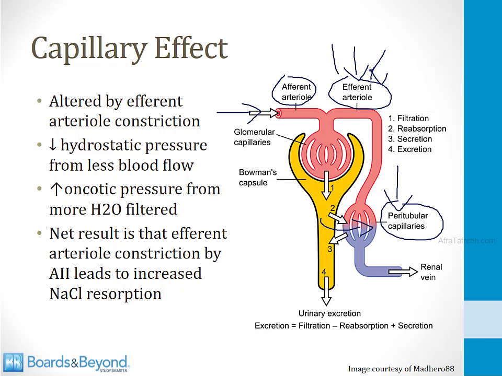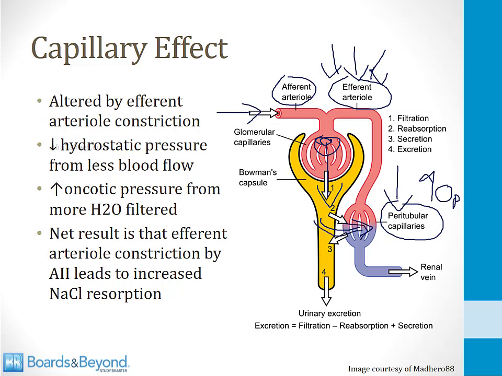Another consequence of vasoconstricting the efferent arteriole is that you drive more fluid across the membrane into Bowman's capsule and you leave more concentrated plasma proteins behind. That raises the oncotic pressure out here in the peritubular capillaries. The oncotic pressure goes up. That also favors the drawing out of more sodium and water in the proximal tubule.